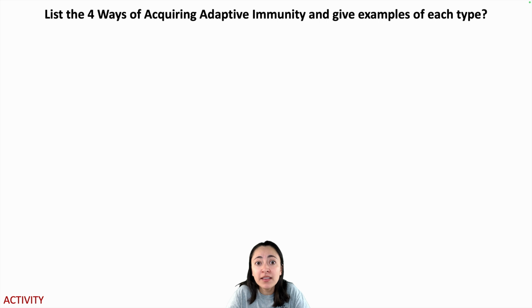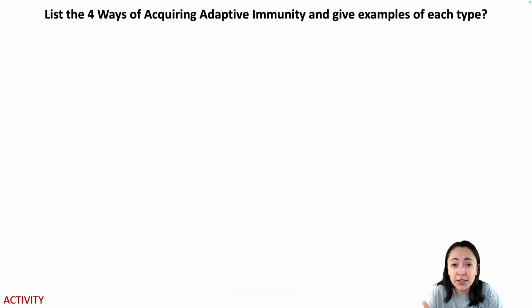In the remainder of this lecture video, I have some practice questions or review questions that you can do to help test your understanding of the topics that we cover. What I'm going to do is on each of the activity slides, I'll tell you to pause the video, and then I will put up the answers so that you can check your answers. So you can go through each one and do this on your own to see if you can answer the questions. So in this first one, you want to list the 4 ways of acquiring adaptive immunity and give examples of each type.